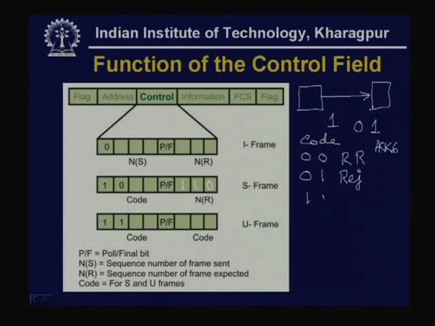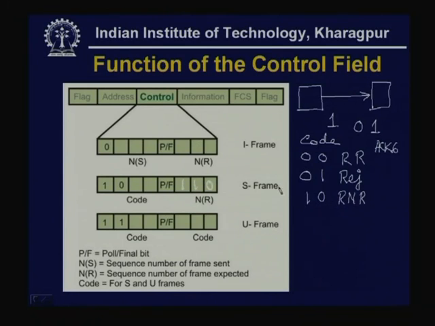Then if it is 1, 0, then it is receive not ready, RNR, receive not ready. That means whenever the other side is not ready, then the data cannot be sent. So, you see here you can perform flow control. If the secondary is not ready, in such a situation that RNR frame, that supervisory frame, can be sent by the secondary to the primary.